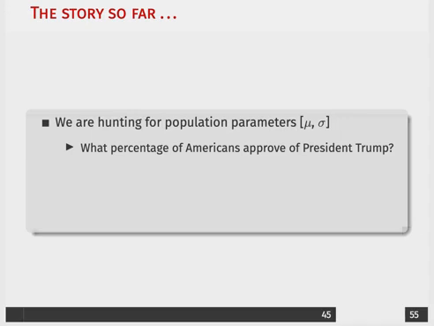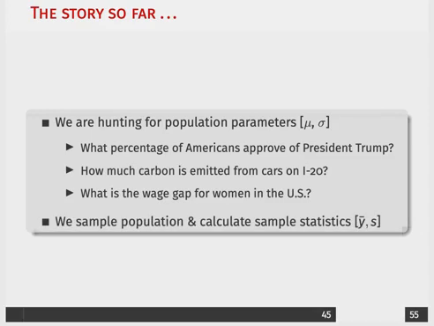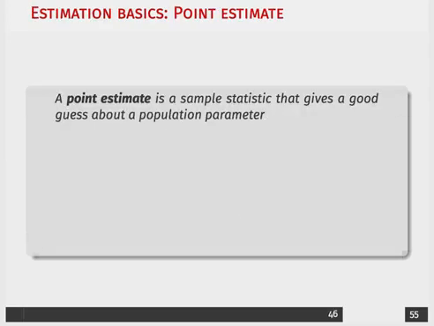Now, the mean may be a proportion, so it could be the percentage of Americans that approve of the president. It could be how much carbon is emitted, so it could be an actual number. It could be the wage gap for women in the US. Regardless, we're going to have some sample that's going to have a statistic, and we're going to want to make an inference to a population from that sample.